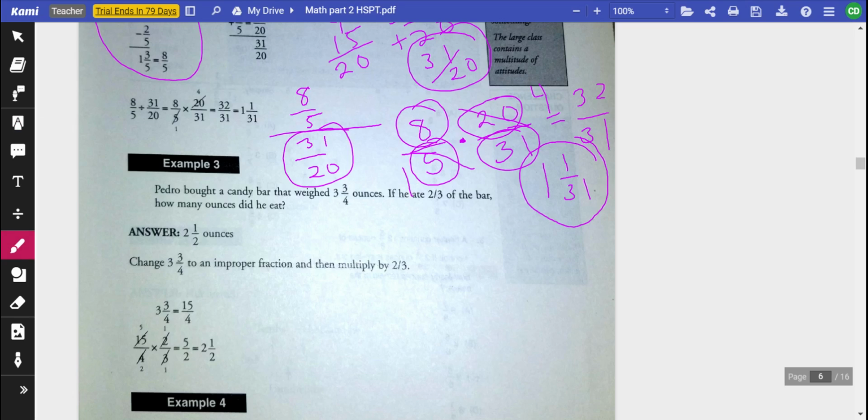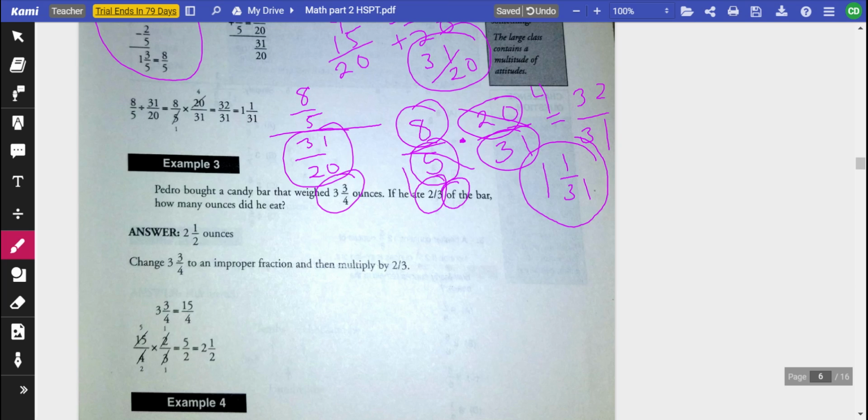For example 3, Pedro brought a candy bar that weighed 3 3/4 ounces. If he ate 2/3 of that bar, how many ounces did he eat? So we need to figure out what they are asking us to do here. They want us to find 2/3 of the bar. So "of" is our key word. Of always means multiply. So they're asking us to multiply these two together. So we have to multiply 3 3/4 by 2/3.